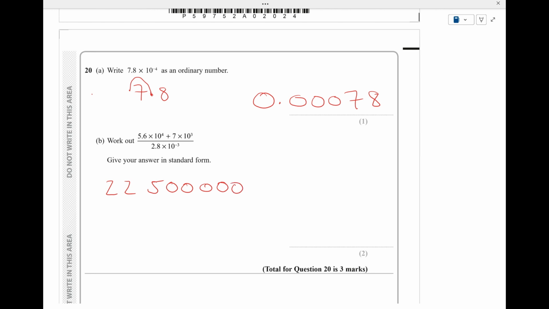22,500,000. So now I've got to put that in standard form. 2.25 times 10 to the power of 1, 2, 3, 4, 5, 6, 7. There's my answer for question 20.